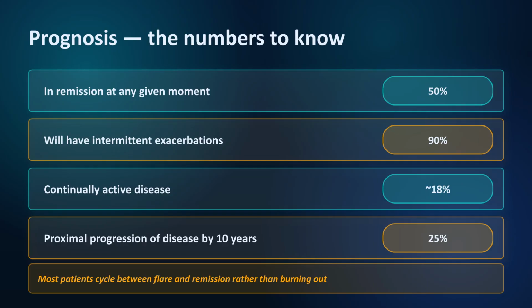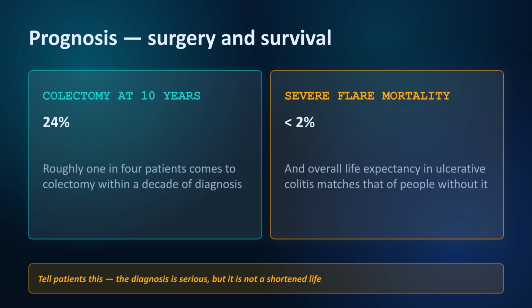That last number is worth knowing. The extent you document at diagnosis is not necessarily the extent 10 years later. Set that expectation early. Patients who expect a cure feel failed by a relapse. 2 more numbers finish the prognosis. The rate of colectomy at 10 years is 24%. So roughly 1 in 4 patients comes to surgery within a decade of diagnosis. That is a real number, and patients deserve to hear it honestly.